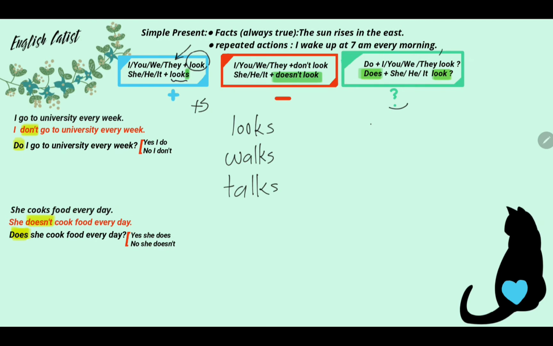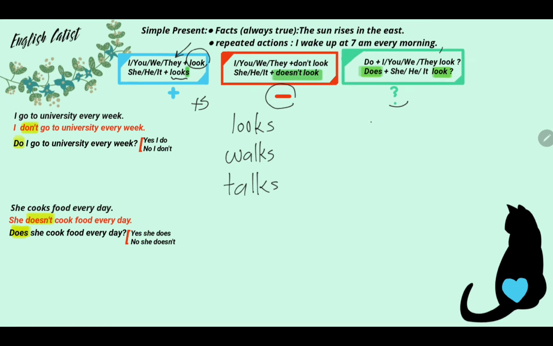Now, the important part of this is that in the negative form of simple present, we need an auxiliary verb. Okay? What is an auxiliary verb? They help us to make a sentence negative or question. In this case, we use don't and doesn't for making a sentence negative, and do, does for making a sentence question.